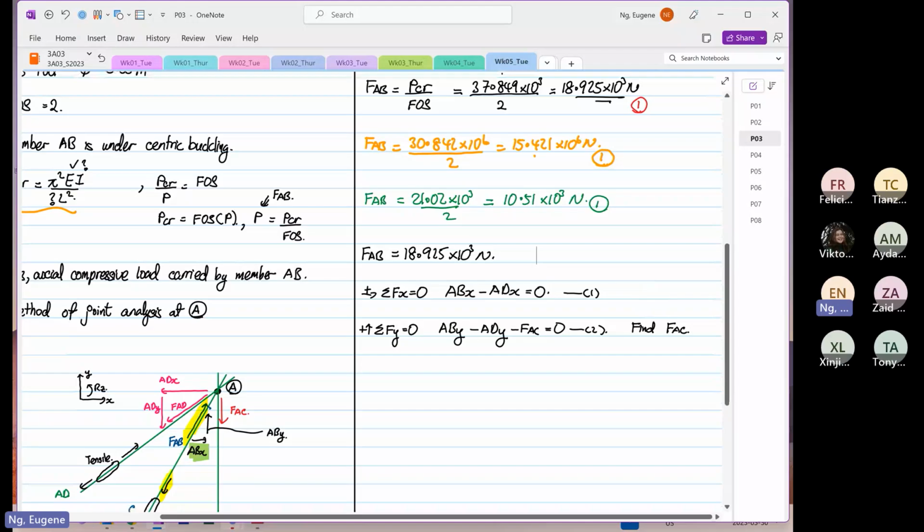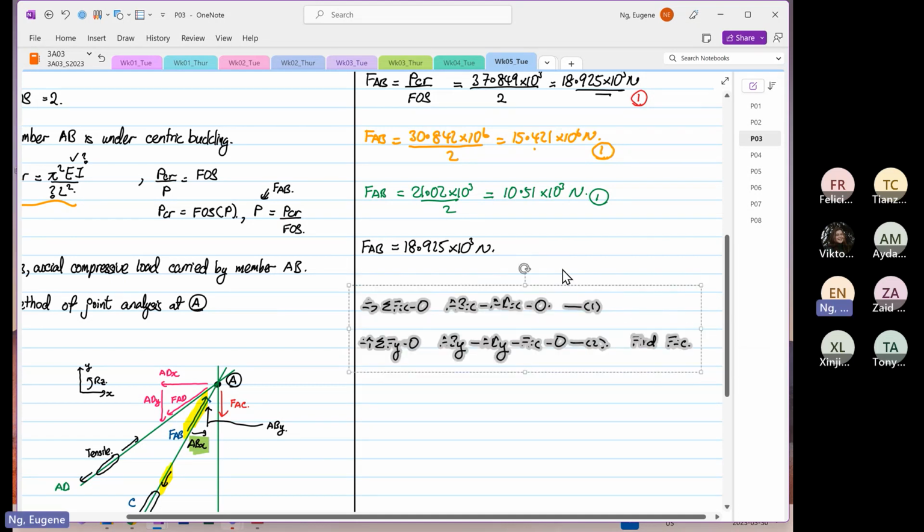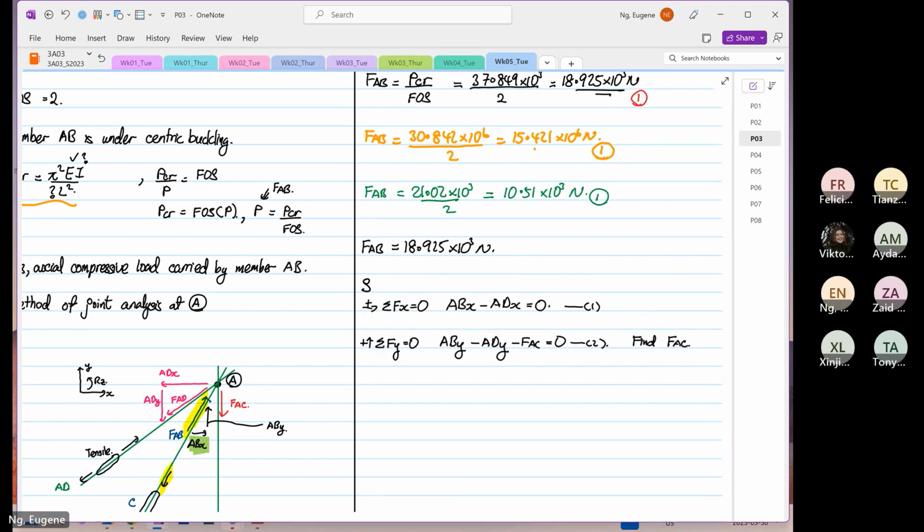Okay, so we have done the steps of equation 1 and 2, which is basically these steps over here. I should write this down before. We just did static analysis. Okay, so ABX minus ADX is equal to 0.